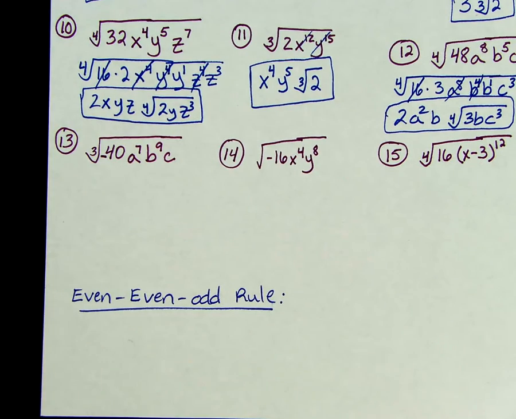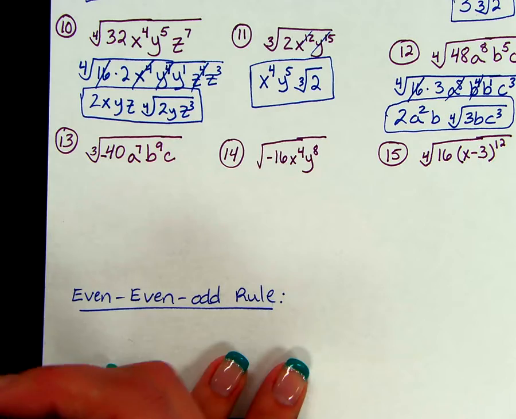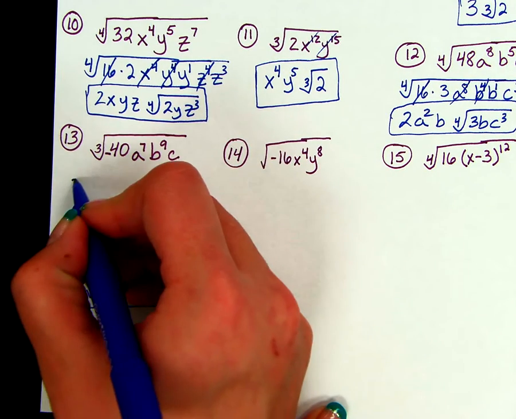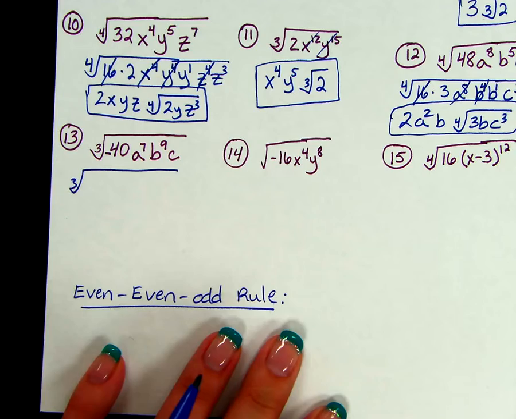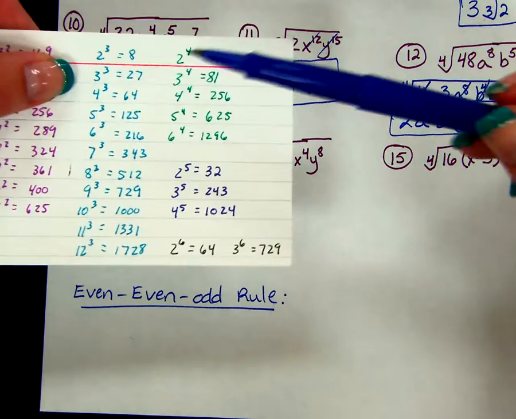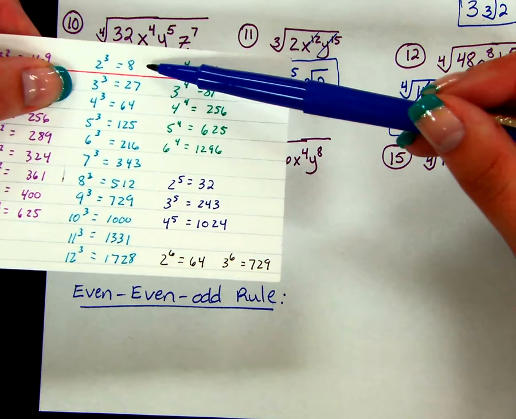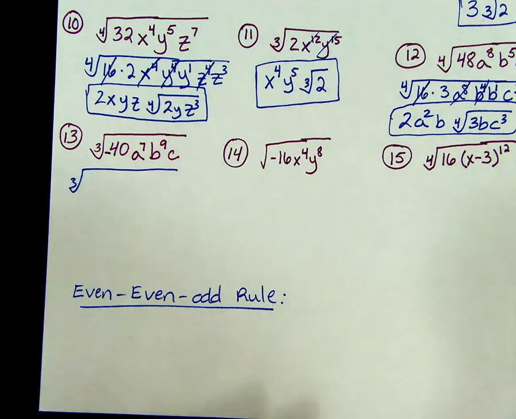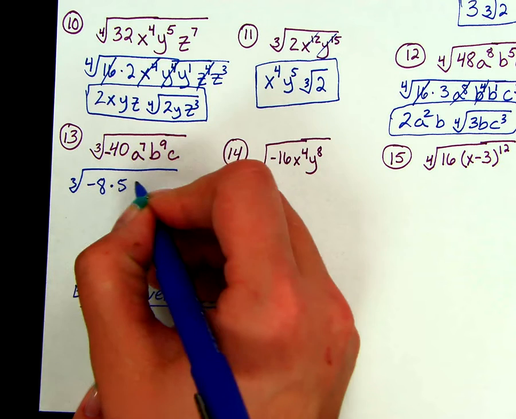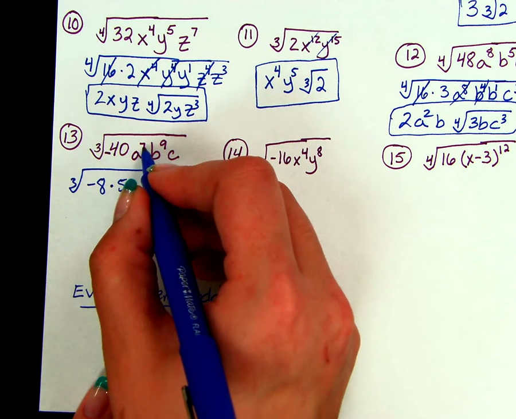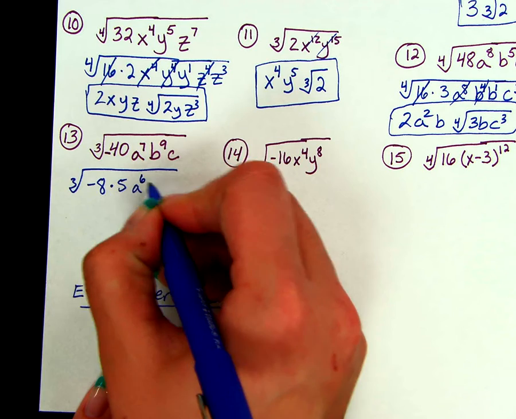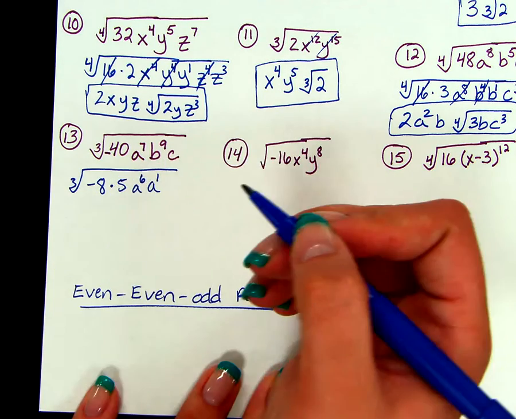All right, 13. Okay, so again, looking at this one, we don't have all perfect cubes, so we're just going to split them. So 40, looking at my list here, is not on my perfect cubes, but we can divide 8 into it evenly. So we're going to split this as negative 8 times 5. And then for a to the 7th, 7 does not divide by 3 evenly, so we're going to choose to split this as 6 and 1.